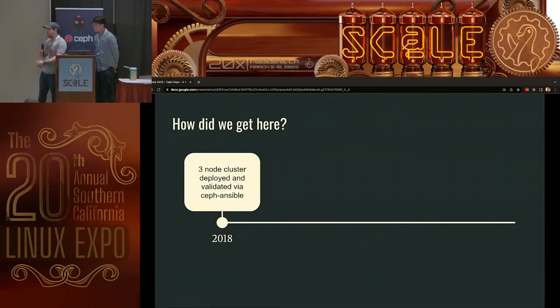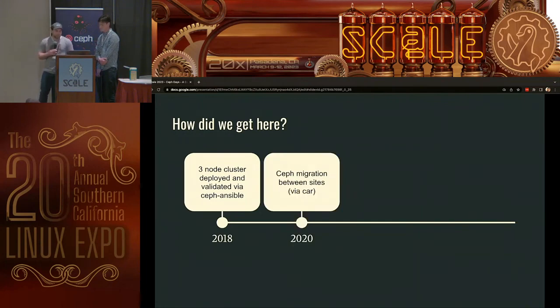Initially we got started with a 3-node cluster in 2018, deployed via Ceph Ansible. We benchmarked it, did all of our durability testing, and this worked, and we stood it up, and at that point people just started using it, as things happen in a startup. As in all good startups, we moved the servers via a car from our old site to our new site in 2020 when things got changed up during the pandemic.